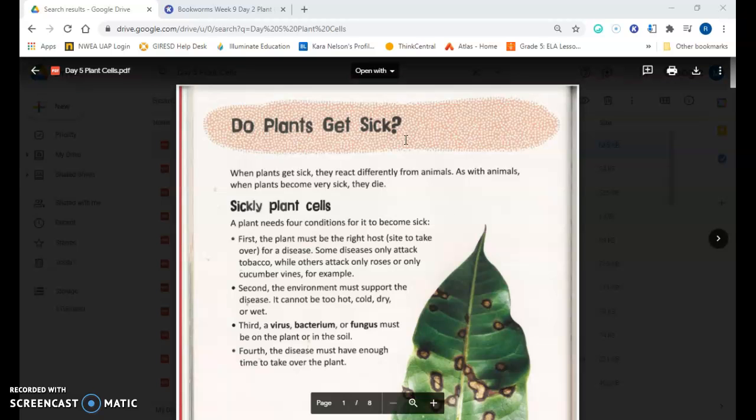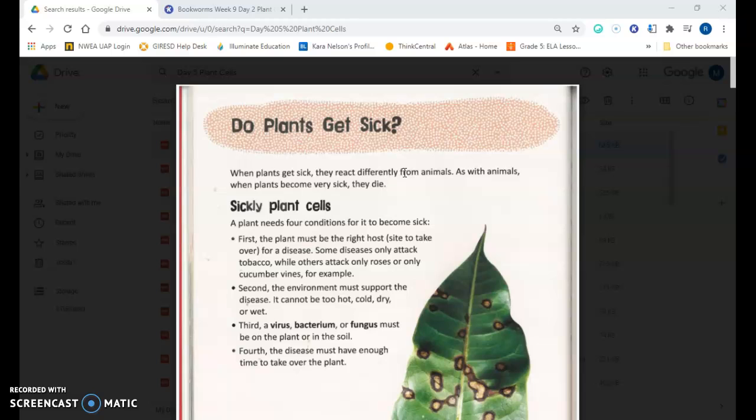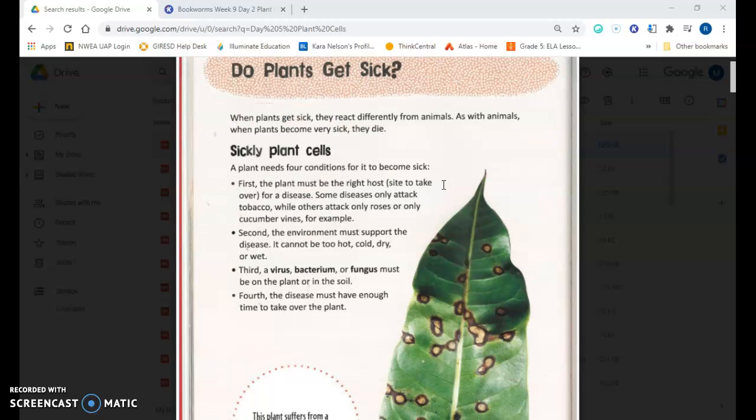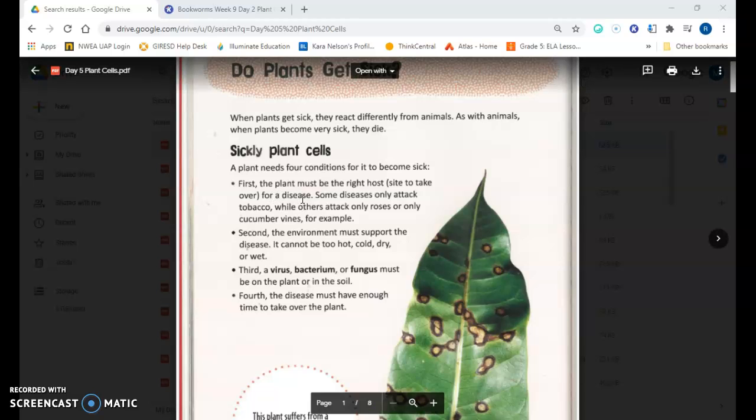Do plants get sick? When plants get sick, they react differently from animals. As with animals, when plants become very sick, they die. Sickly plant cells. A plant needs 4 conditions for it to become sick. First, the plant must be the right host, or site, to take over for a disease.